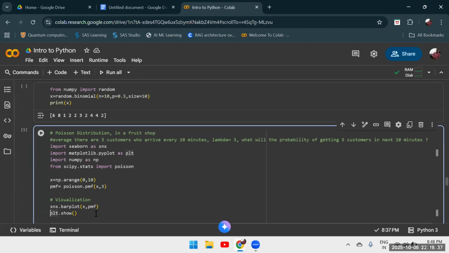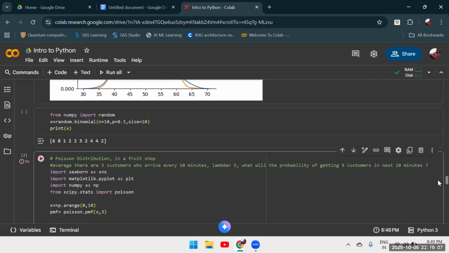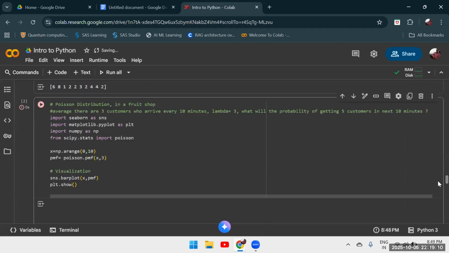Okay, perfect. Now I have taken 2 values: one is my X, the other is my PMF. PMF is my Poisson distribution, the number of customers. Now I'm visualizing that graph using Seaborn. This should bring up our Poisson distribution as a graph altogether. Let's first see.